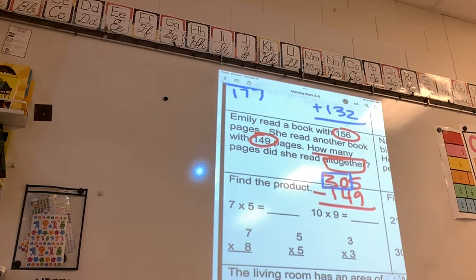This time we are going to box because we're needing to put stuff in the ones place. So 30 becomes 29, 5 becomes 15. 15 minus 9 is 6. 9 minus 4, 5. And 2 minus 1. 156. Whoa!